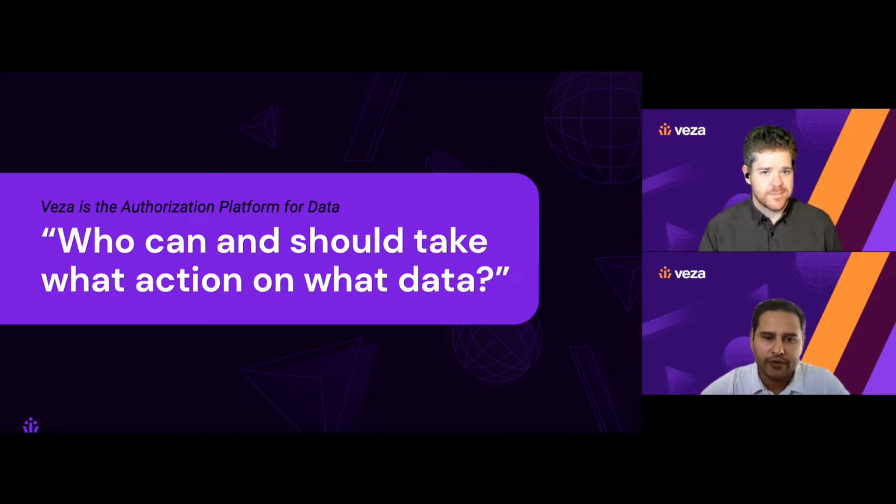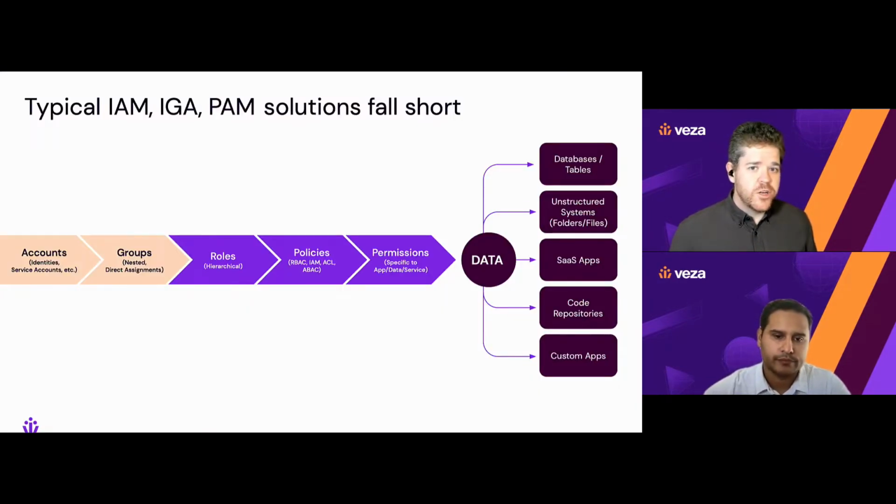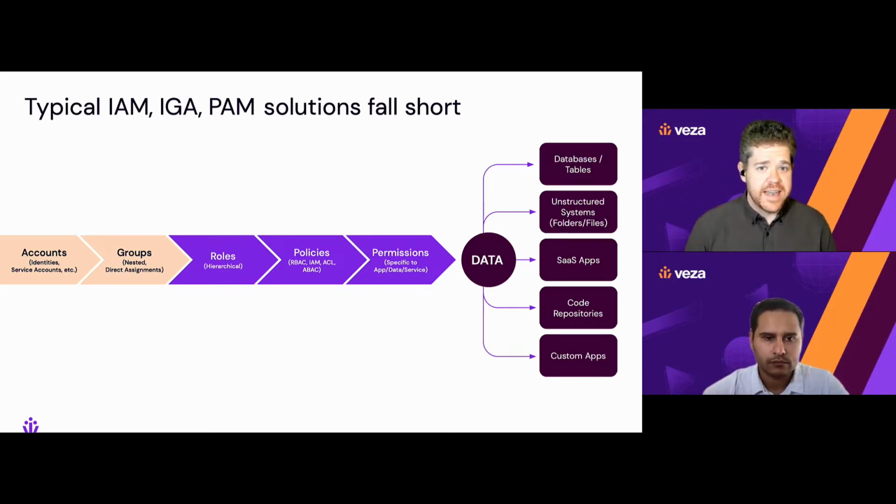Well, when we talk about authorization for data, we're talking about who can and should take what action on what data. Exactly. And what Joe's talking about here is a direct relationship between identities, human or machine, and actual data assets: your cloud databases and tables, customer data managed in your SaaS apps, the code in your repositories, your files in cloud storage. These granular data authorization relationships aren't really covered by your IAM platform, or IGA, or even traditional privileged access management.